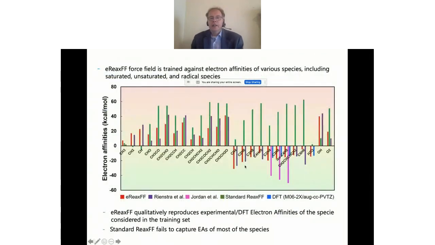So Reactive F doesn't get electron affinities right. It believes that methane, for example, has a positive electron affinity, so the methane anion is more stable than the methyl itself. That's incorrect. Methane has a very strongly negative electron affinity, similar with water. But OH, for example, has a strong positive electron affinity because the OH minus is very stable. And so in Reactive F, we can capture these types of radical anion species much better.